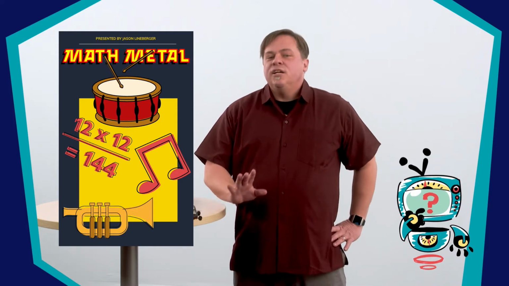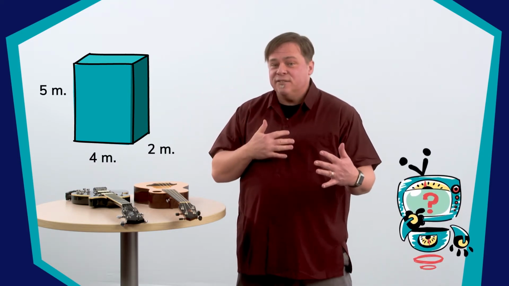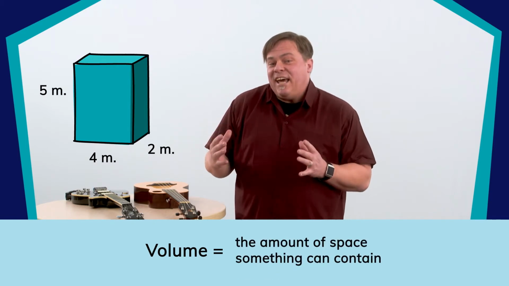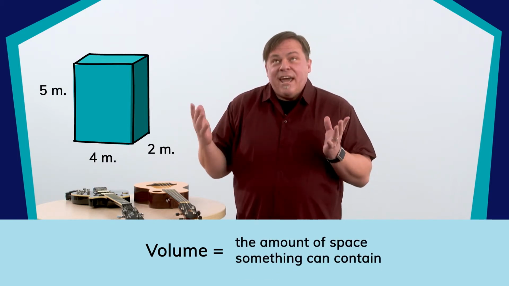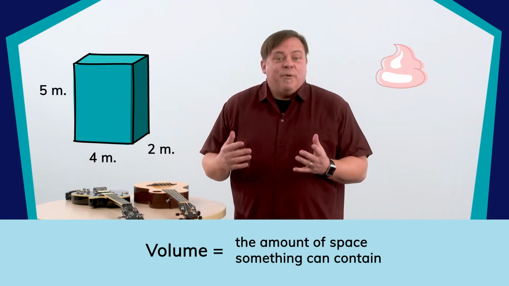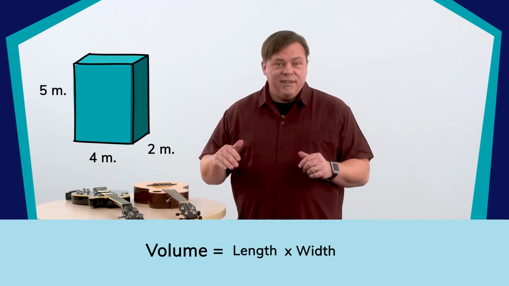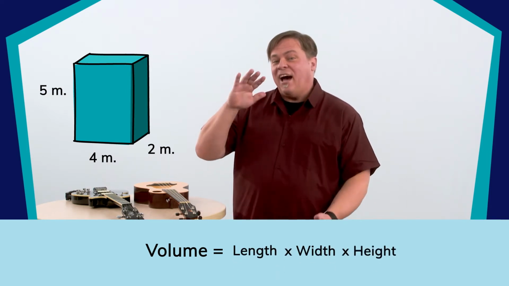But first, let's start with something easier. Just a quick review. You all know what a rectangular prism is, right? In this case, I have a prism that is 4 meters wide, by 5 meters high, by 2 meters deep. If I want to find the volume of this prism, in other words, how much it can contain if filled with something like air or whipped cream or strawberry syrup, I would multiply the length and the width and then multiply that product by the height.